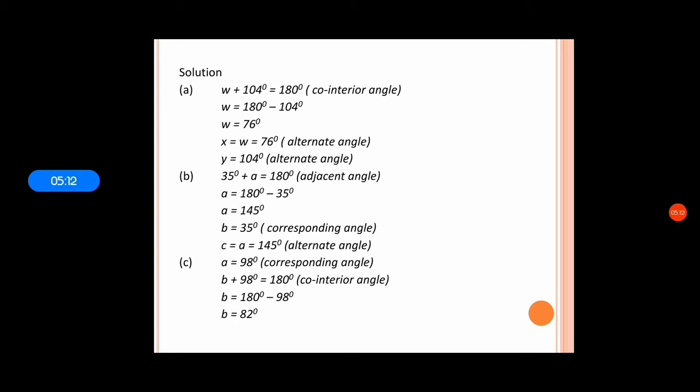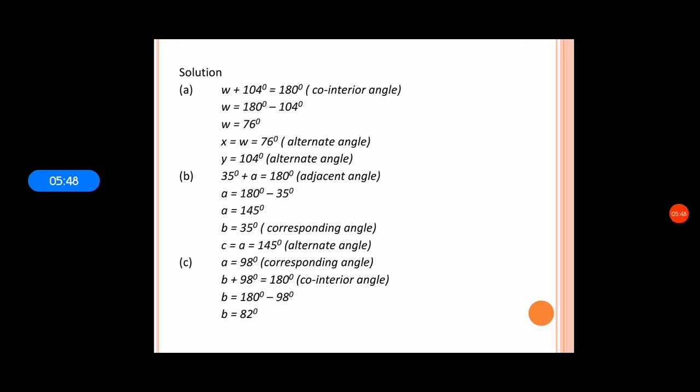Then our X equals W equals 76 degrees. Why? They are alternate angles. They form an X angle. Then Y equals 104 degrees. That is also alternate angle. That is alternate to the angle 104 and they form a Z angle. Your ability to trace out the shapes or the letters formed by these angles will help you to solve a lot of problems when it comes to angles between lines and parallel lines.